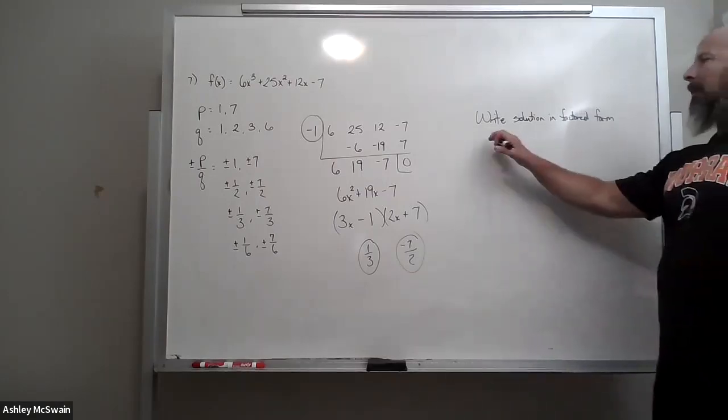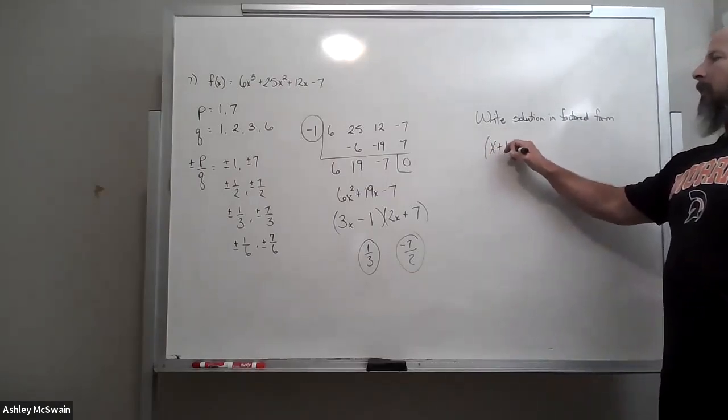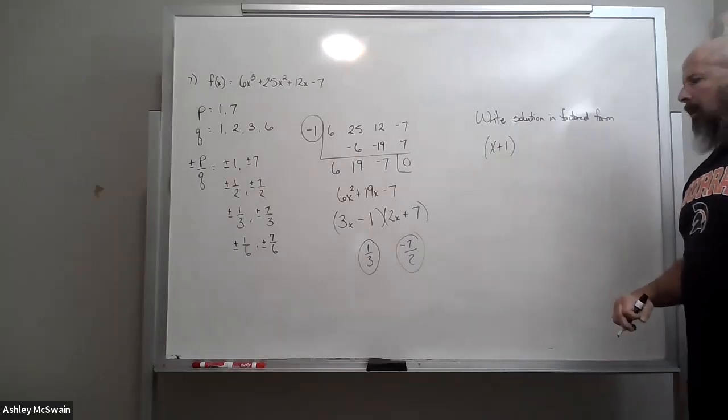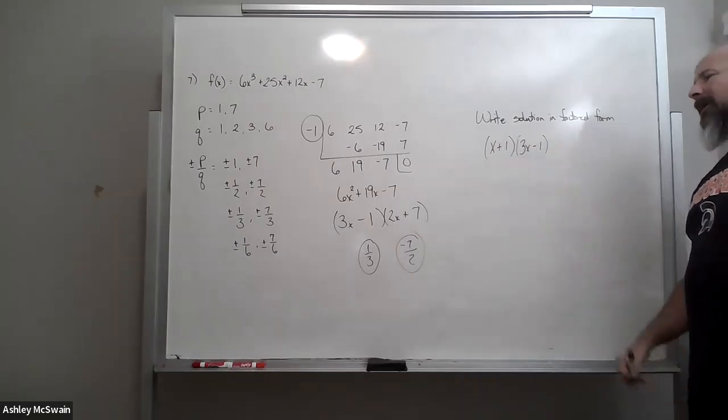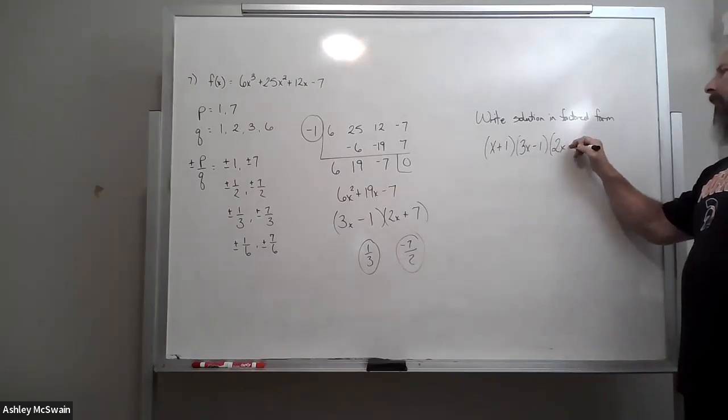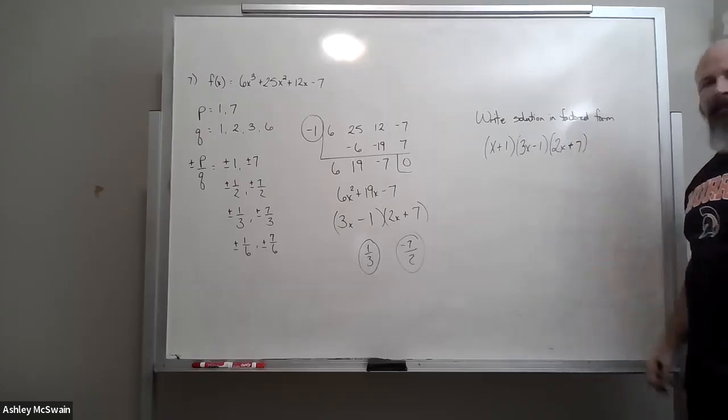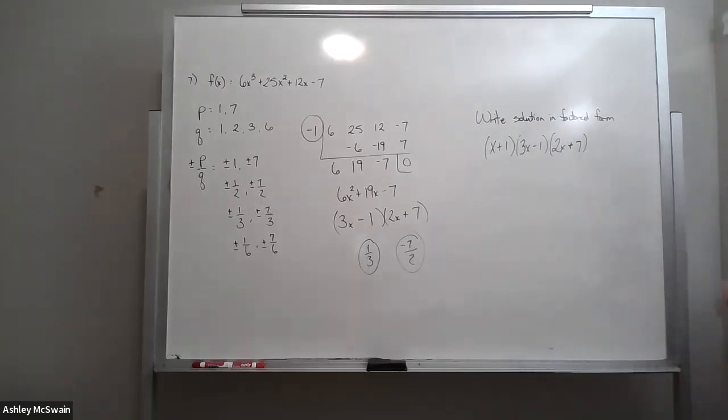Factored form would be -1 came from x plus 1. 1/3 came from 3x minus 1. And -7/2 came from 2x plus 7. That would be the factored form. If you write both, that's fine. Typically, again, we're asked for the zeros, but I just wanted to add that in there on this problem in case you see one that says, hey, write in factored form. Well, how come they did this and didn't just have the three numbers? Because it's set in this factored form.